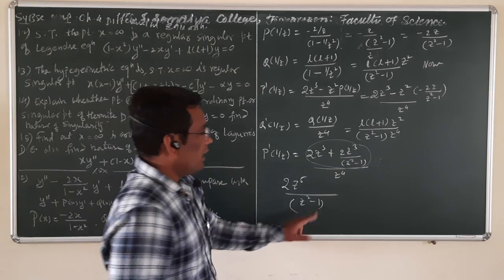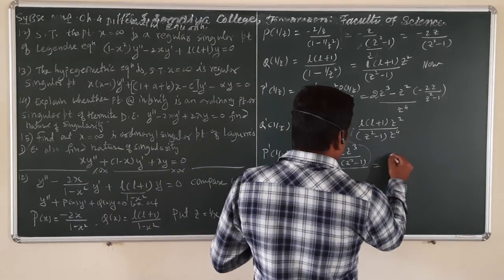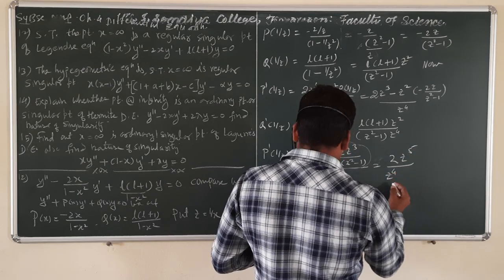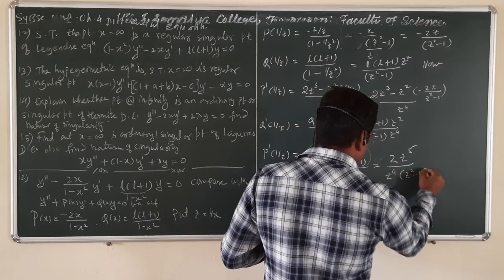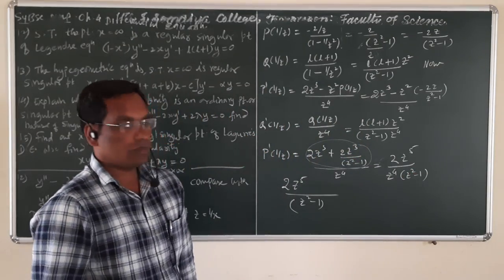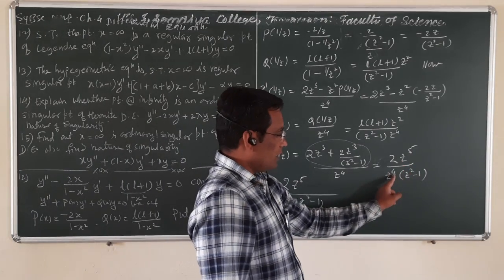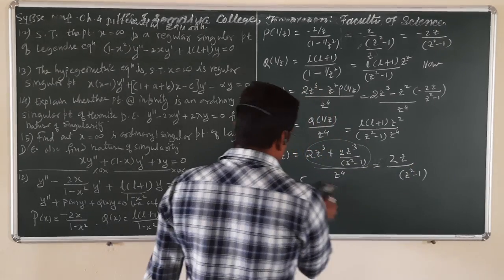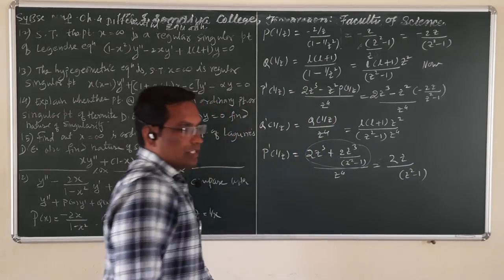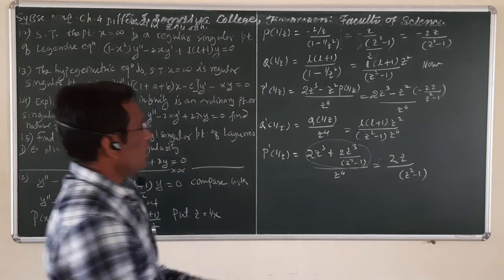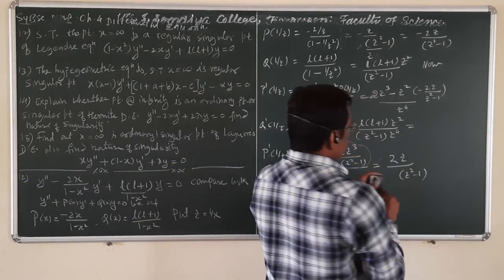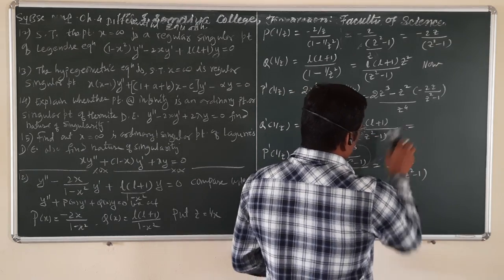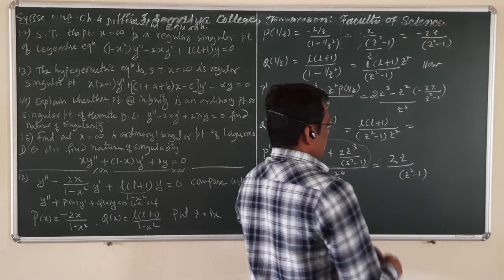Okay, and we can write this as 2Z raised to 5 divided by Z raised to 4 into Z square minus 1. Now this Z raised to 5 and Z raised to 4, we will get only 2Z upon Z square minus 1. So that is P dash of 1 upon Z, and Q dash of 1 upon Z is this Z square divided by Z raised to 4. So here in the denominator we will get only Z square.